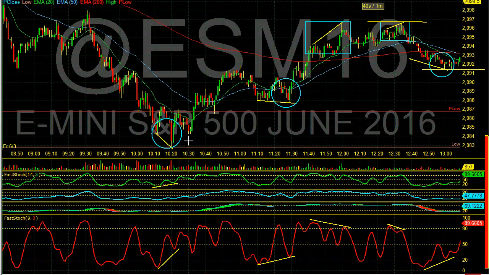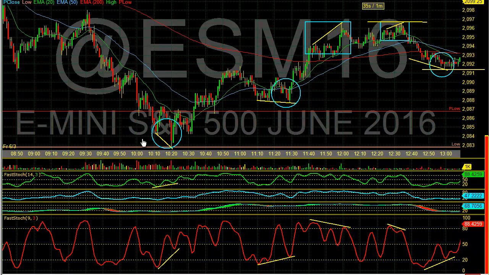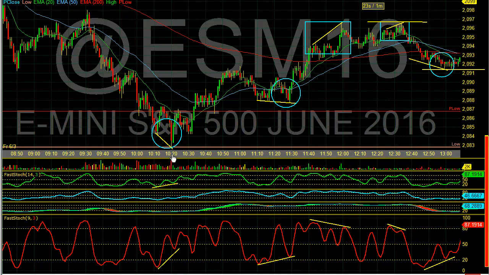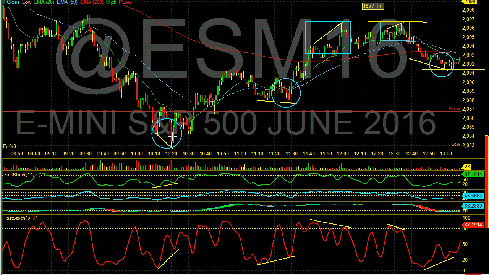Again, this is all in a bigger move. This is between 2084 and 2094, a 10-point move. But between that, you had the bottom of this move, which was great. That was at 10:20. Fantastic divergence there. Easy one to read. What was special about this one, it happened at 10:15, 10:20. It was also a Rambot signal.